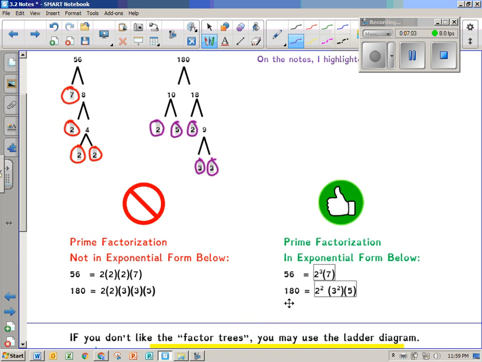Can't stop yawning. So I wrote this product in exponential form, and that's the form we're going to shoot for.